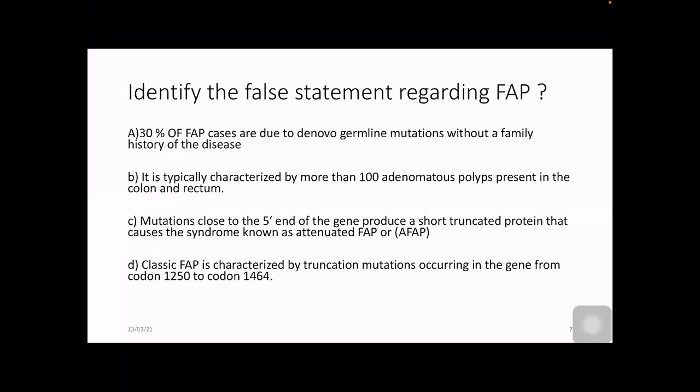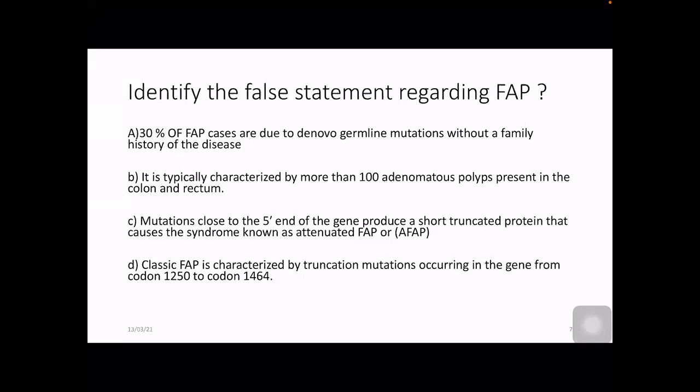That's right. Though FAP, familial adenomatous polyposis, is a hereditary colorectal cancer, not every patient will have a positive family history. Up to 30% of FAP cases won't have a family history of the disease, and those cases are due to de novo germline mutations. A new mutation happens in the germline, so they may not have a family history of FAP. Fine. So option A is true.